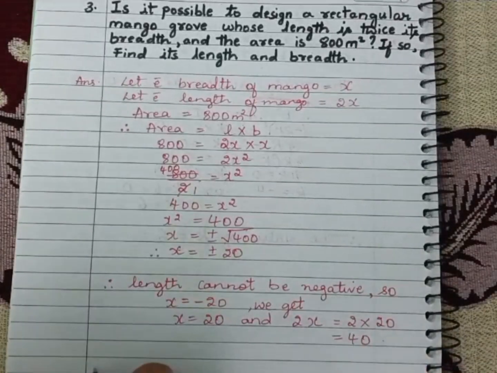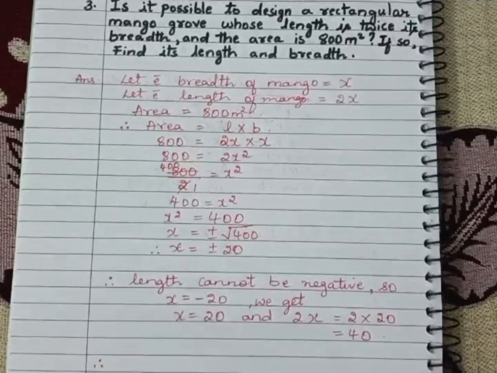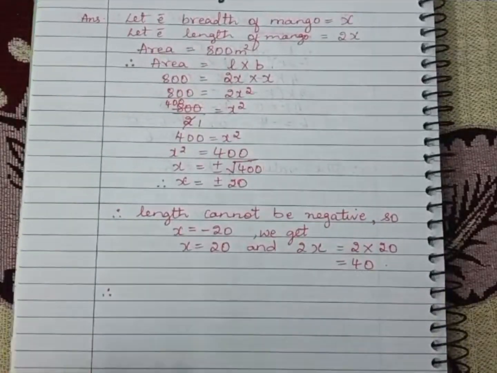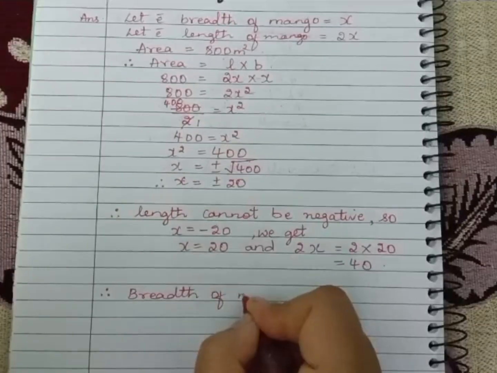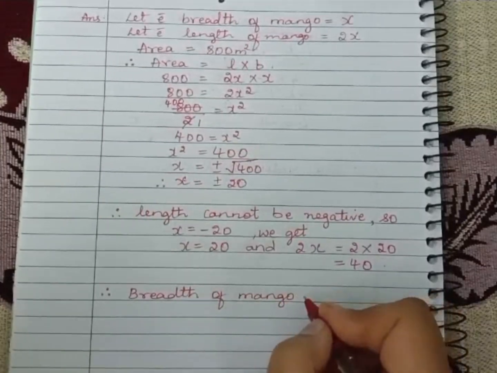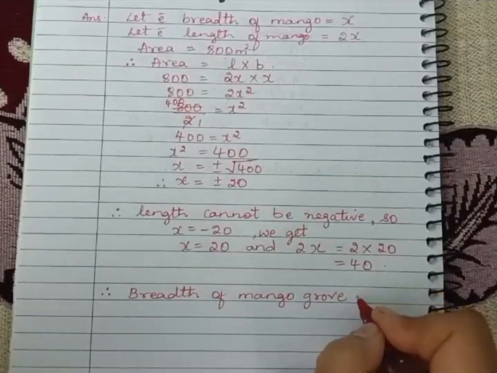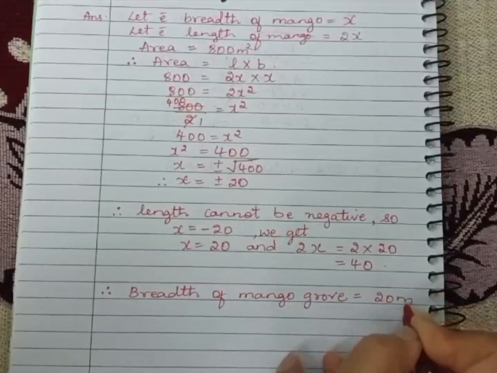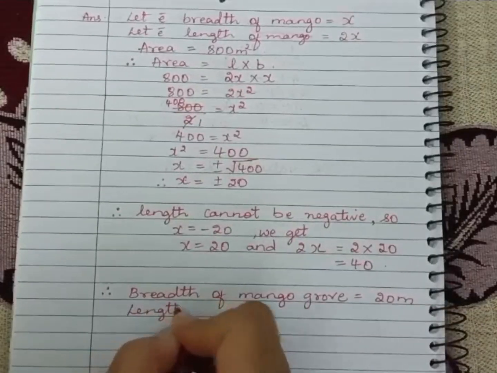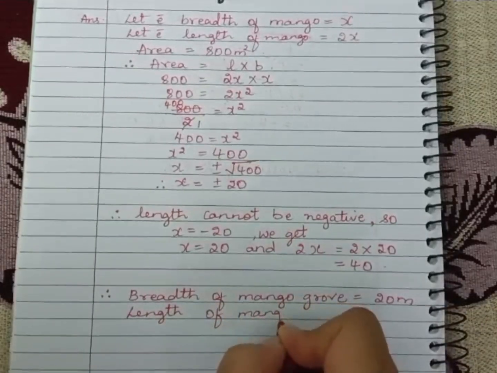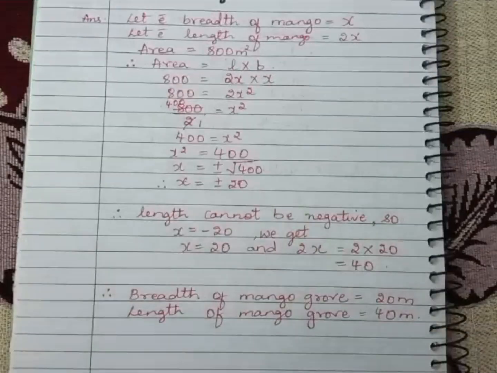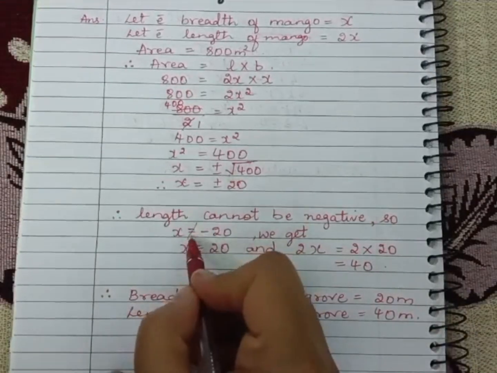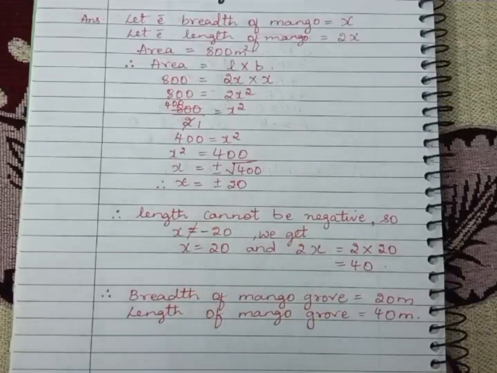Therefore, breadth of mango grove is equal to 20 meter. Length of mango grove is equal to 40 meter. So this is the third answer, and x is not equal to minus 20.